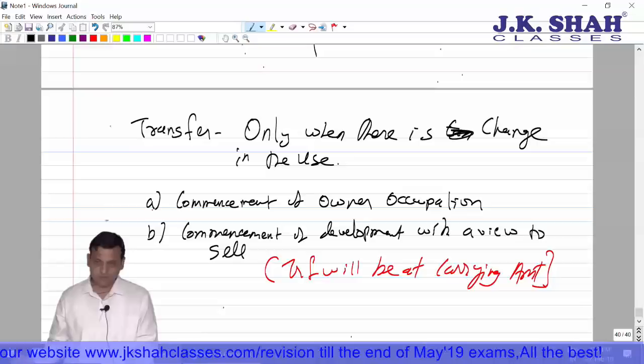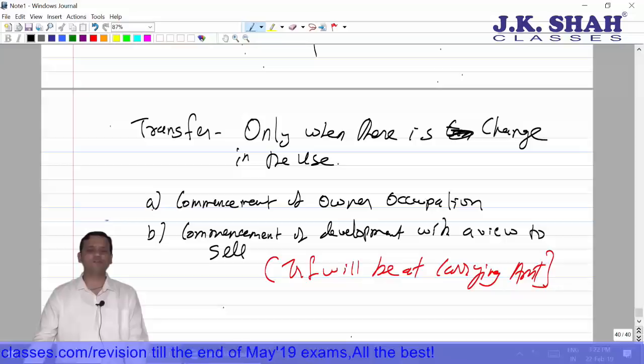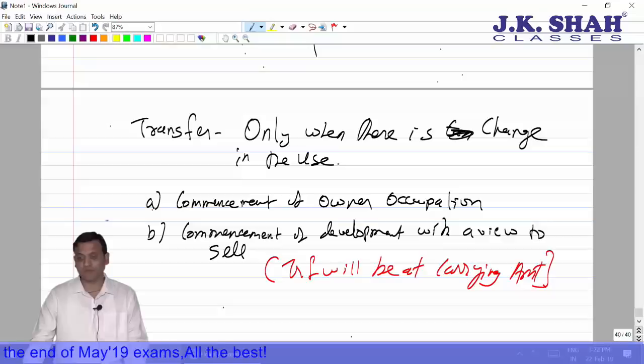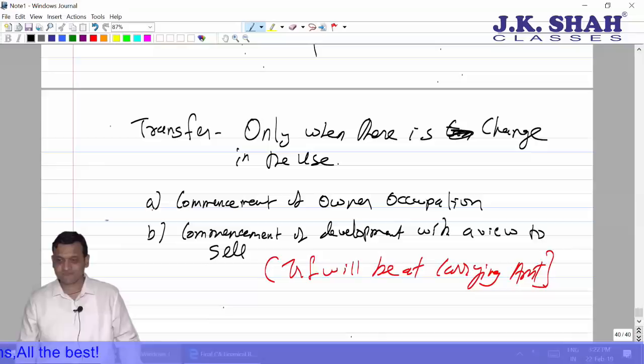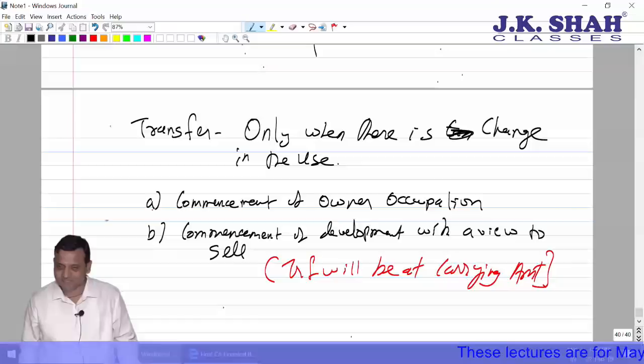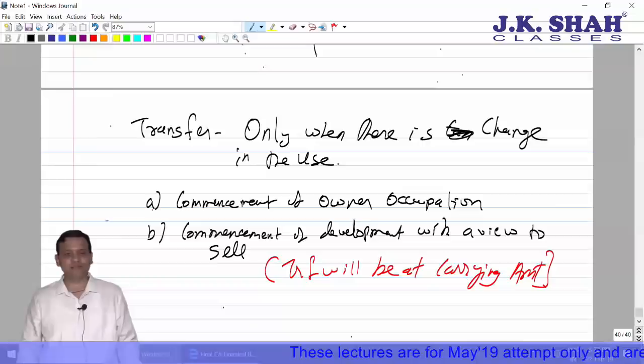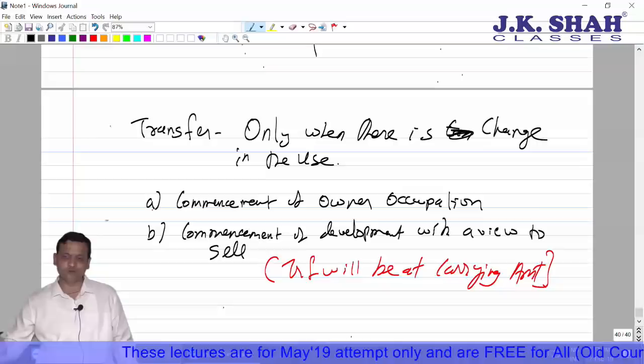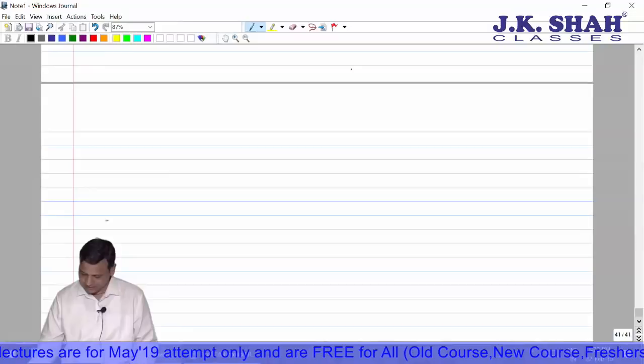I want to transfer from where to what? I want to transfer from an investment property to PPE, property, plant, equipment. Why? Because I've started with owner's occupation. The building which I was using for the purpose of earning rentals, henceforth I say, no sir, I will be using it for my administrative purposes. The building which I was using for giving it on rental basis, now I say I want to sell off those building property. Each and every flat I want to dispose of slowly, slowly. So I commence development with a view to sell it off. That is transfer, very simple, not so important.